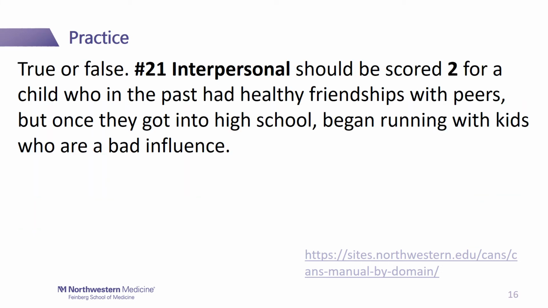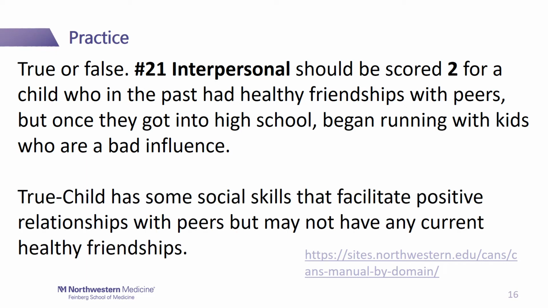True or false? Number 21, interpersonal, should be scored 2 for a child who in the past had healthy friendships with peers, but once they got into high school, began running with kids who are a bad influence. True. The child has some social skills that facilitate positive relationships with peers, but may not currently have any healthy friendships. Remember, this item is not only looking at if the child is able to make friends, but whether those are healthy friendships.